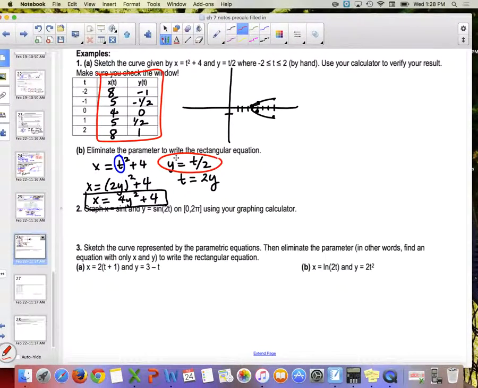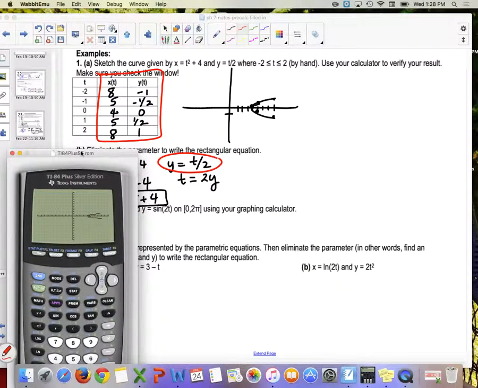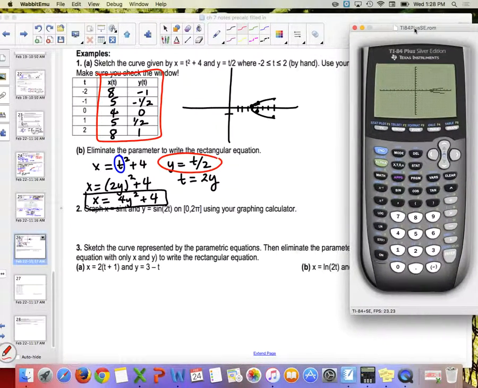All right, so the next one says graph x equals sine of t and y equals sine of 2t using your graphing calculator. So if you use your graphing calculator and you want to see what this little shape is, when you go to your parametric equations and you put in sine of t and then sine of 2t into your calculator and hit graph.